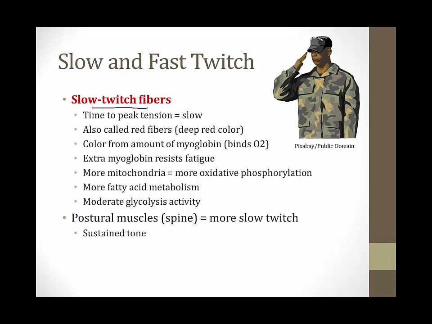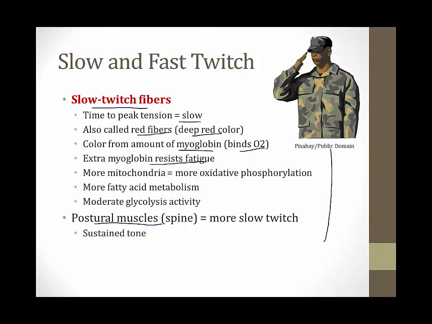The slow twitch fibers get their name because the time to peak tension is long or slow. They're also called red fibers because they have a deep red color, and that deep red color comes from myoglobin. These fibers have lots of myoglobin to bind oxygen, and this allows them to resist fatigue. So you can imagine that these are useful fibers to have in muscle tissue beds that need to remain contracted for a long time. And a good example of that are the postural muscles of your spine.